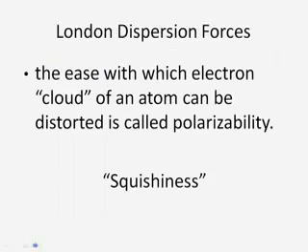The ease with which we can induce a dipole into a molecule is called polarizability, or another way to think of it is the squishiness. In other words, how easy can we deform this electron cloud and make it have a dipole?